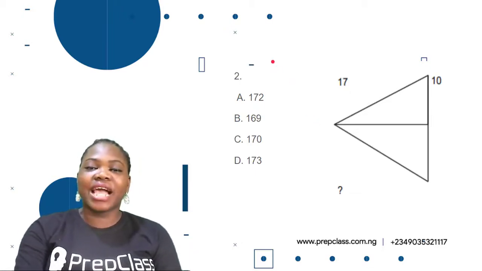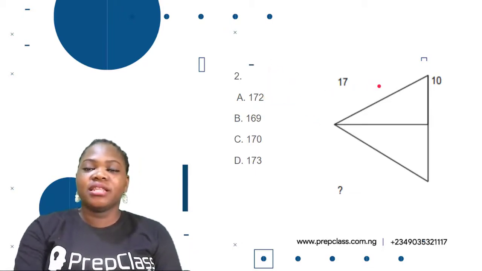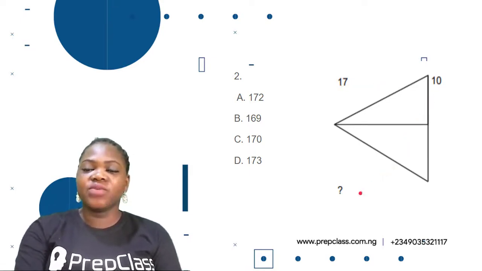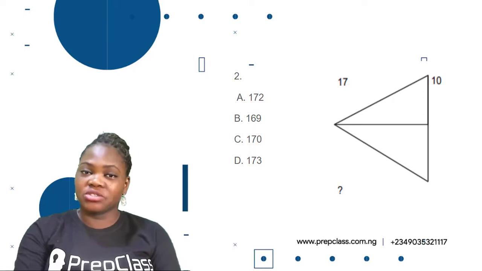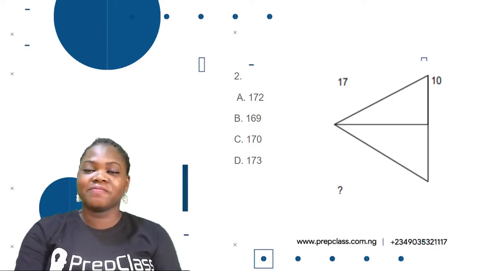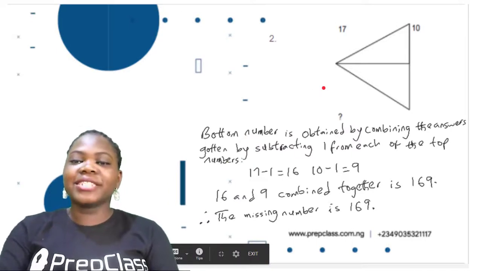Now let's move on to the second question. The two top numbers are 17 and 10, and then we are asked to find the missing bottom number. So how do we do this? You can try and do this yourself. We've done number one and it's similar to number two. So I want you to try and do it yourself and see if you'll be able to get the correct answer. Now let's solve this together.